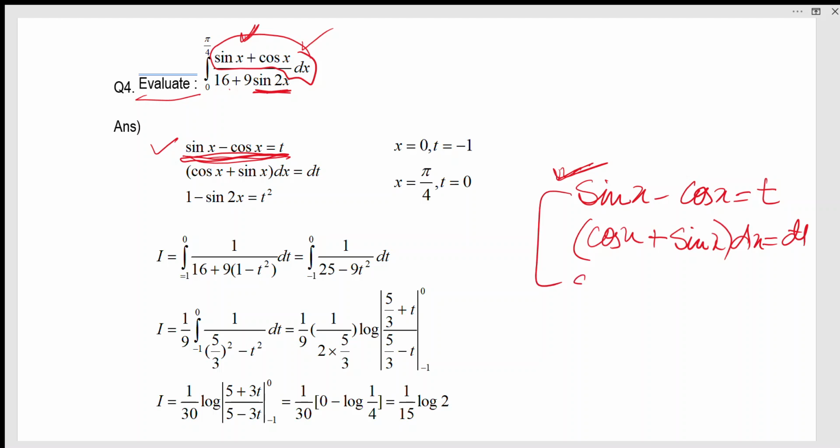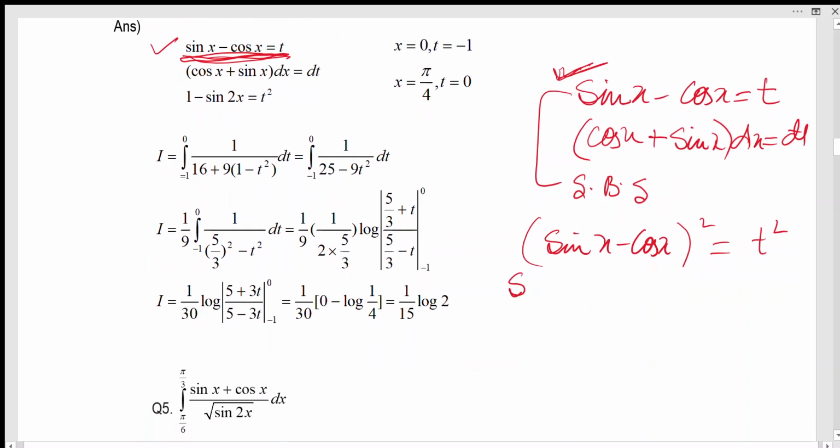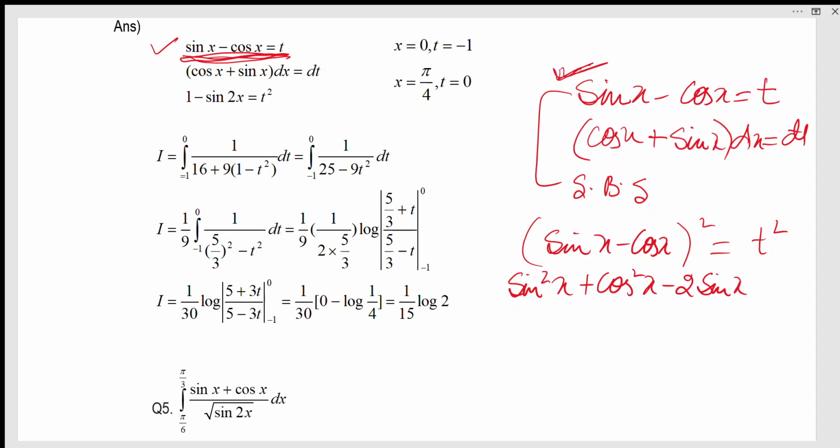So I am going to do squaring both sides of my substitution. So this whole square is equal to t square. Now what is my left hand side? Means sin x minus cos x. I'm doing the squaring both sides. So this is a square plus b square minus 2ab, which is equal to t square. So this is 1 and this is sin 2x. So 1 minus sin 2x is equals to t square.